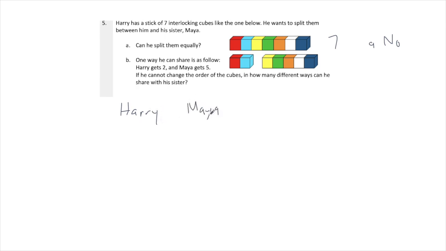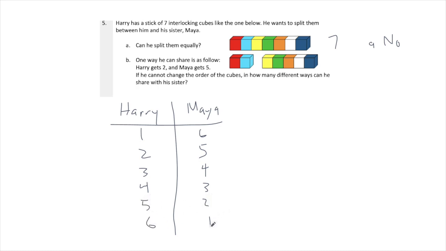So when Harry has 1 cube, Maya has 6, as these add up to 7. Harry has 2, Maya has 5. Harry has 3, Maya has 4. When Harry has 4, Maya has 3. When Harry has 5, Maya has 2. And when Harry has 6, Maya has 1.